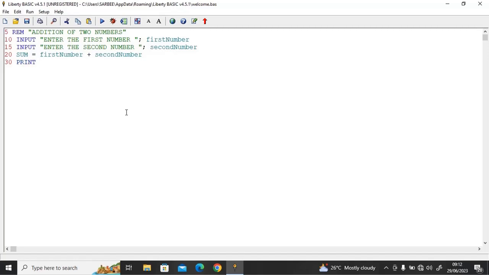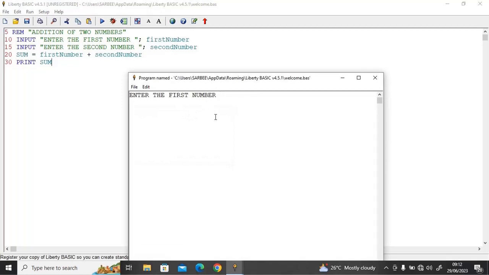So what am I going to print? Sum. So let's run this. Let's check it together. First number, let me say first number is 4, second number is 5. When you enter, you have 9. You can see it worked successfully.